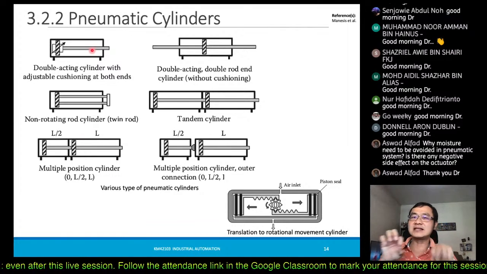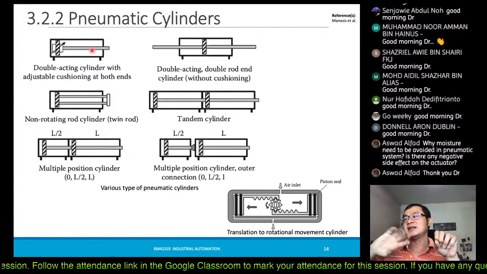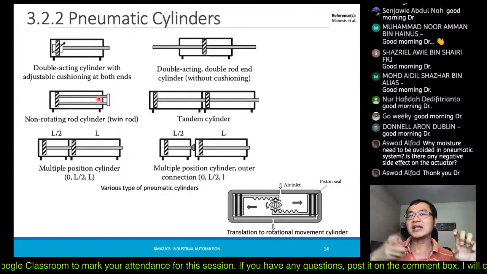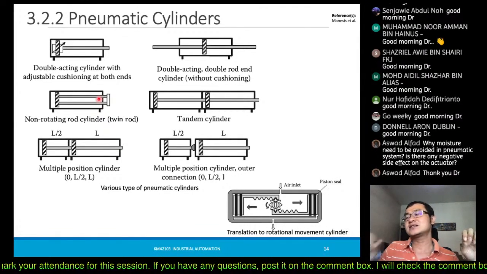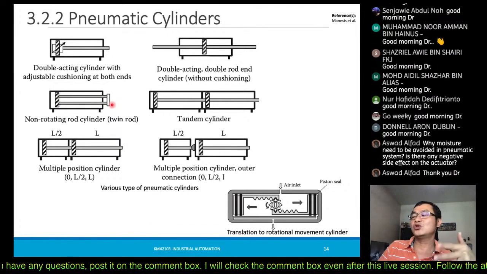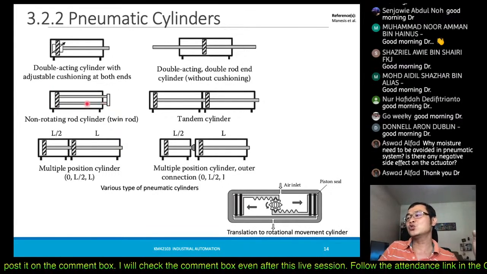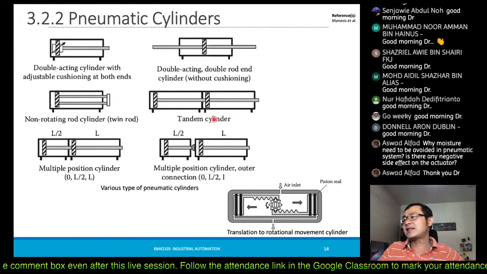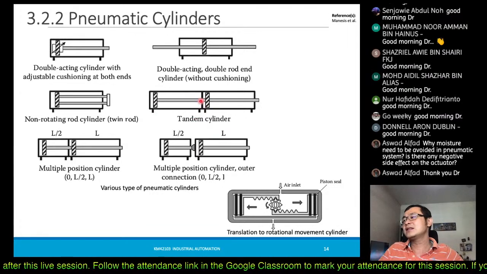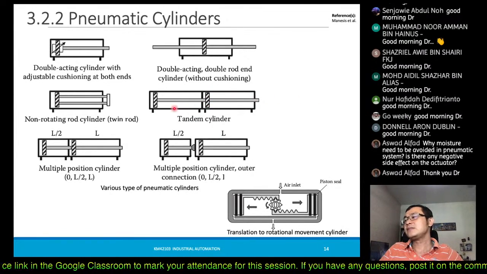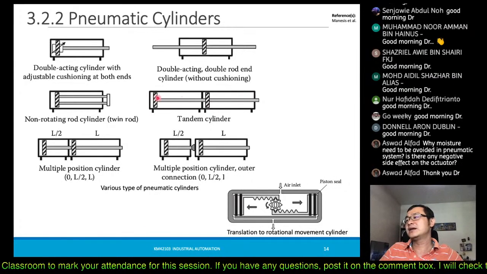Since this is a cylinder, you can still rotate it somehow, but in certain applications you may not want it to be rotatable. It must be fixed. Then in that case, you may have a twin rod, a double rod, to prevent the rotation of it. Then also we have a tandem cylinder, one after the other, so that we can control this one and we can control the other one.